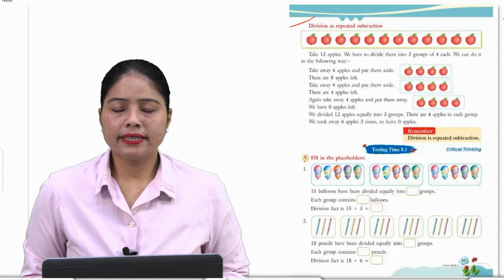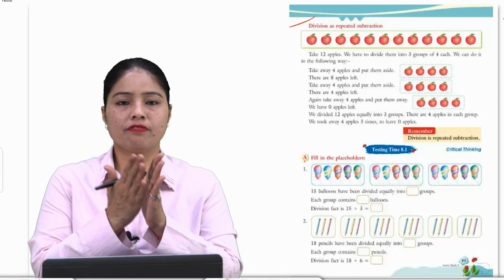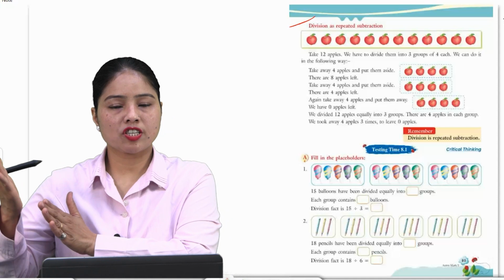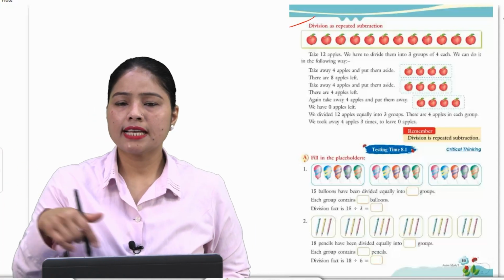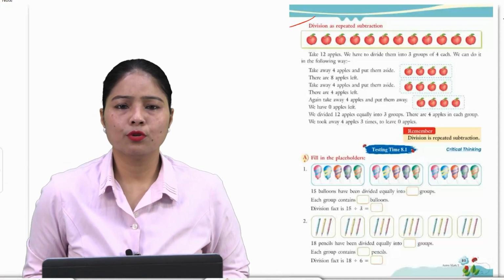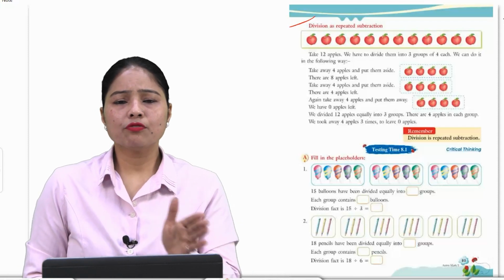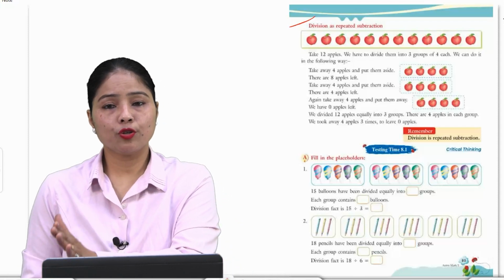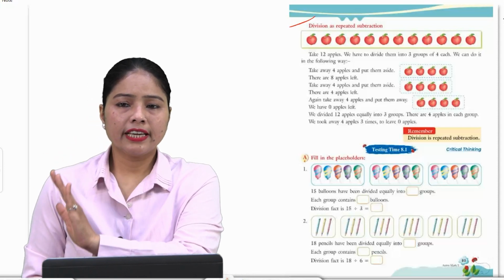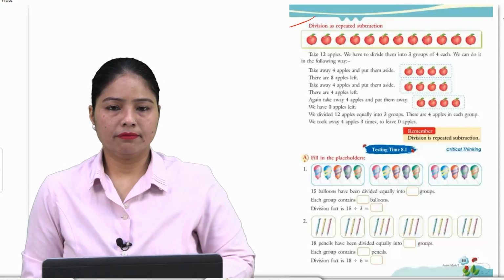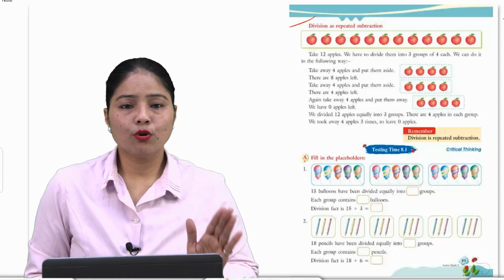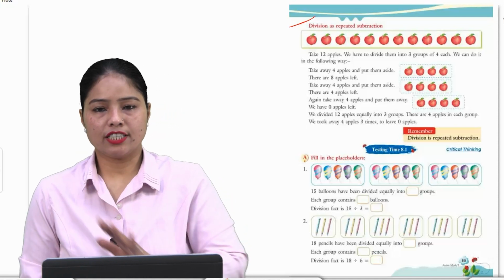Division as repeated subtractions. अब हम divide तो करेंगे but repeated subtractions के through करते हैं. So these are the pics of some fruits. So take 12 apples. Okay. We have to divide them into 3 groups of 4 each. We can do it in the following way. Okay. Take away 4 apples and put them aside like this.